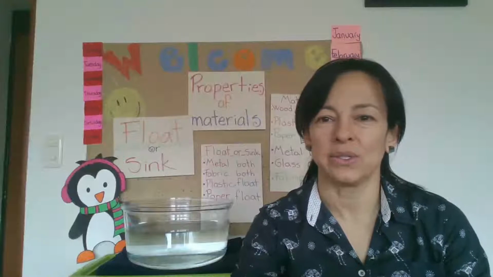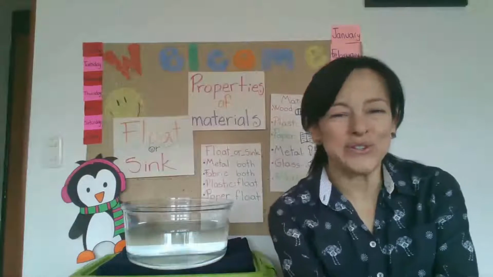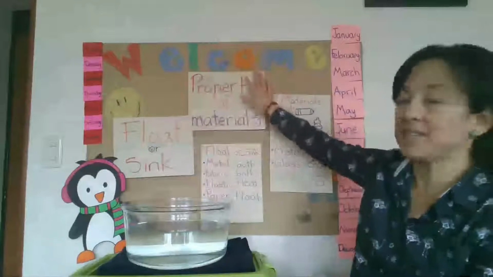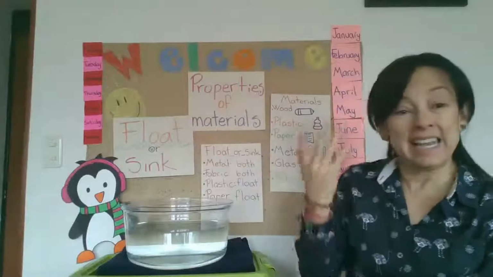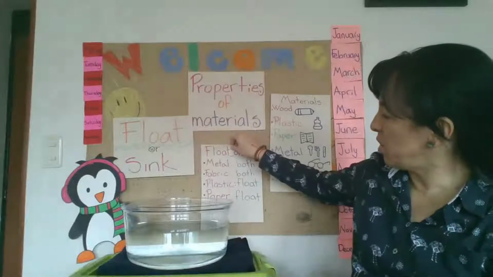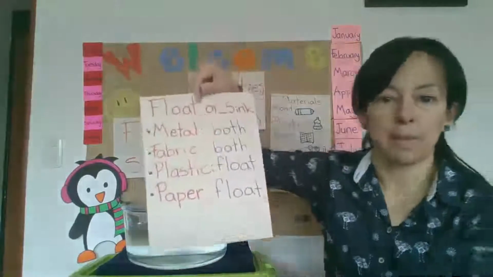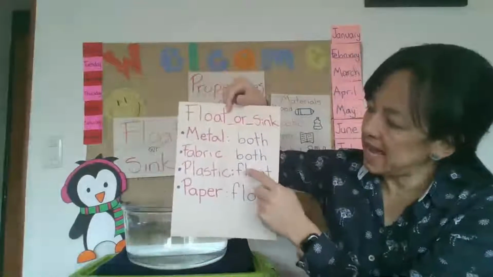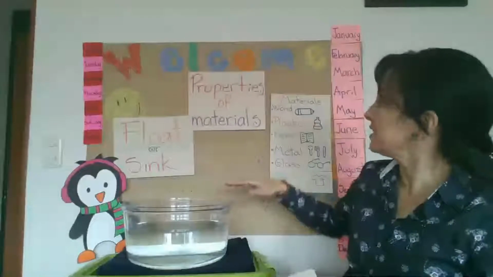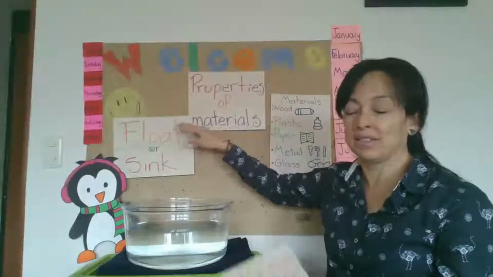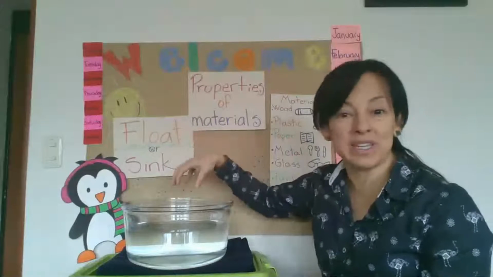So, as I told you, today we are going to continue talking about properties of materials. The last class, we explored how materials like metal, fabric, plastic, and paper, some of them float and some of them sink, or both, when we put them in the water.